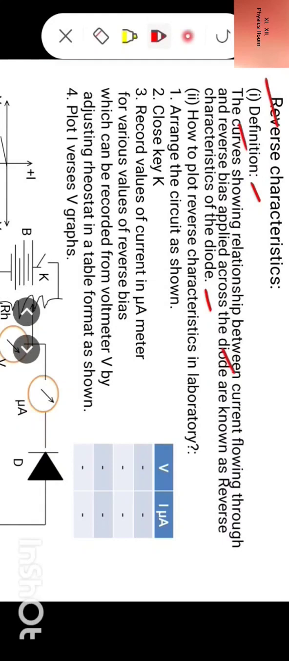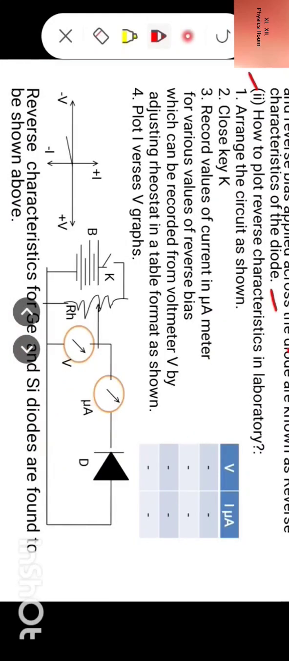Now second point, how to plot reverse characteristics in laboratory. Let us proceed step by step. First step, arrange the circuit as shown. The circuit is same with the difference that diode has been reversed. Previously anode was on this side and now anode is on this side. You look at the difference between the circuit, the connections of diode have been reversed.